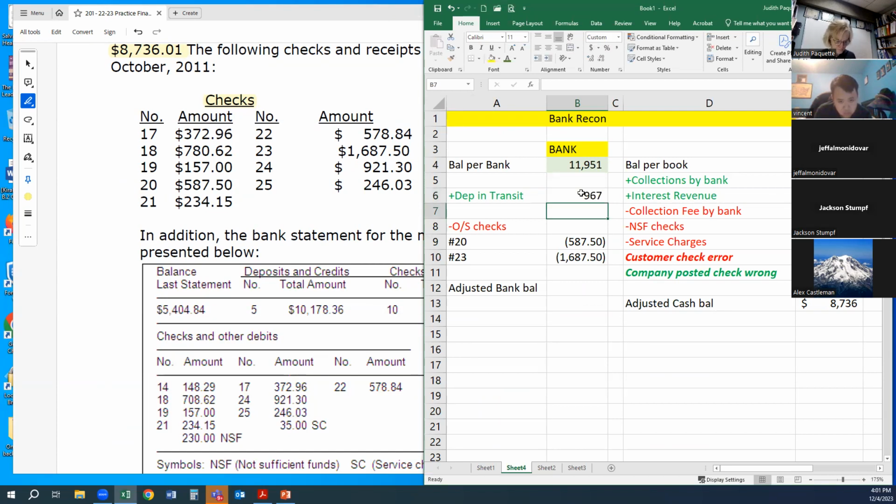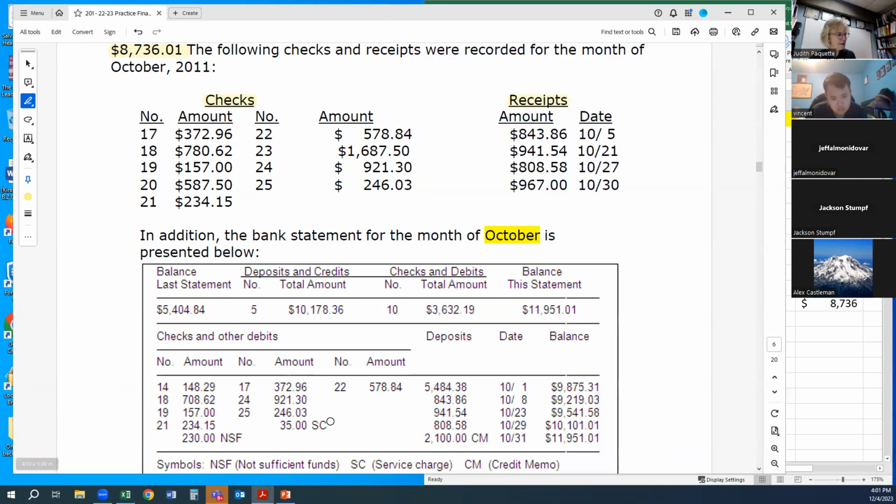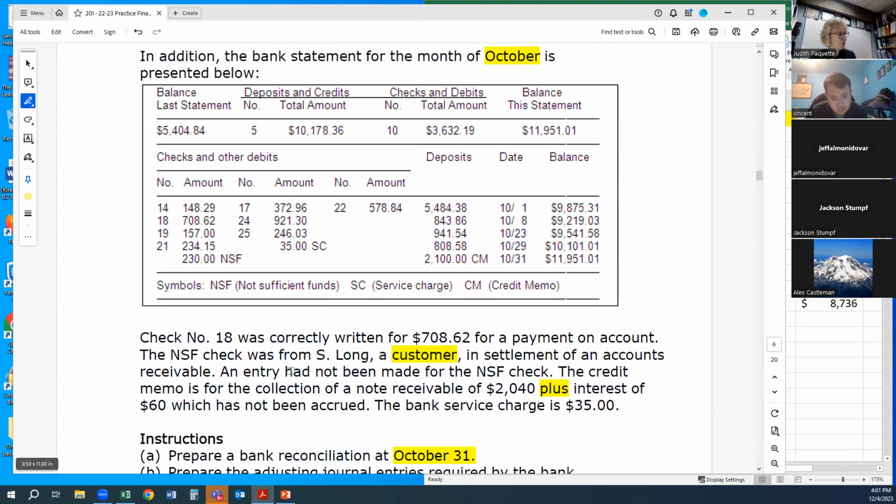967, okay. Now, that's it for the bank side, which is good news. And then the question is, what do we do on the book side? Now, the book side is all about looking at the bank statement and saying, what's on that bank statement that is not recorded by the books? And this is where you look at the bank statement and you also read this additional information.